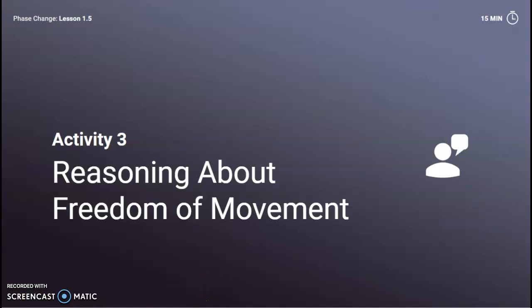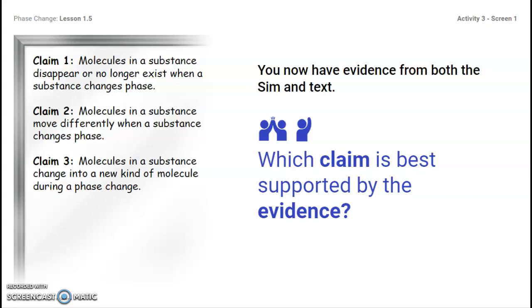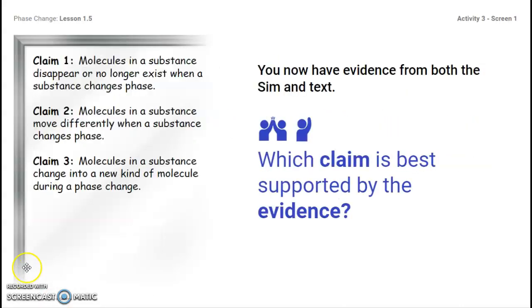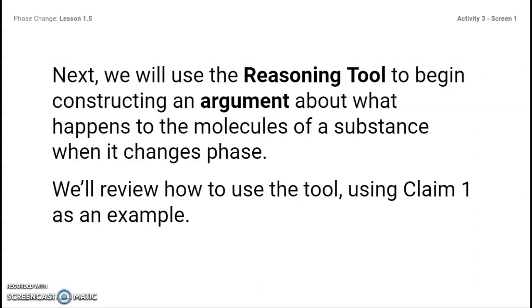Okay, we're going to move on to activity 3, reasoning about freedom of movement. You now have some evidence from the text and the sim. Which claim do you think is best supported by the evidence? Your evidence should help you consider the 3 claims and what's happening on the molecular scale to make that phase change. Once you've decided which claim you are best supporting, you can talk about that with your group as well and discuss it and come to an agreement.